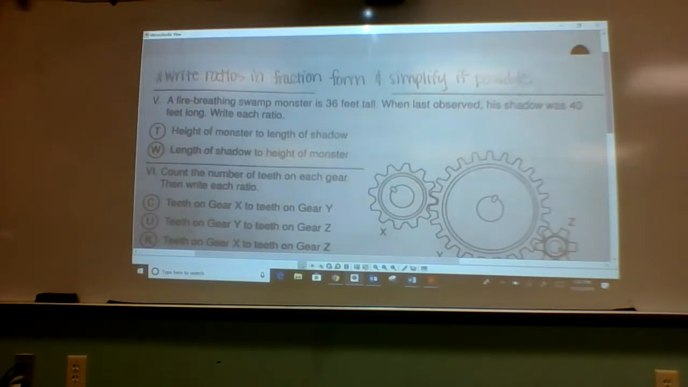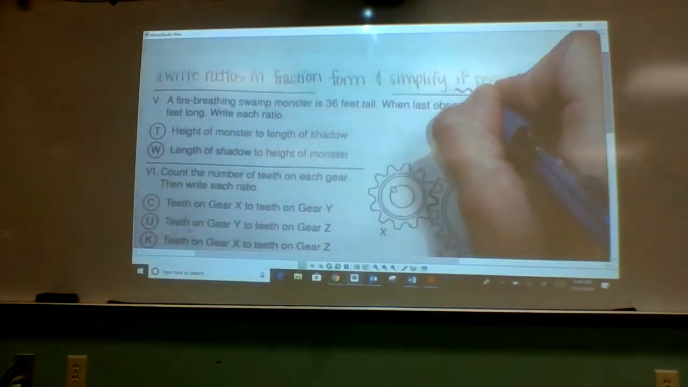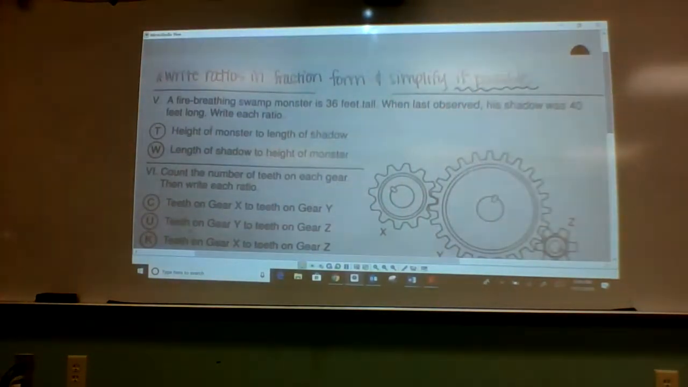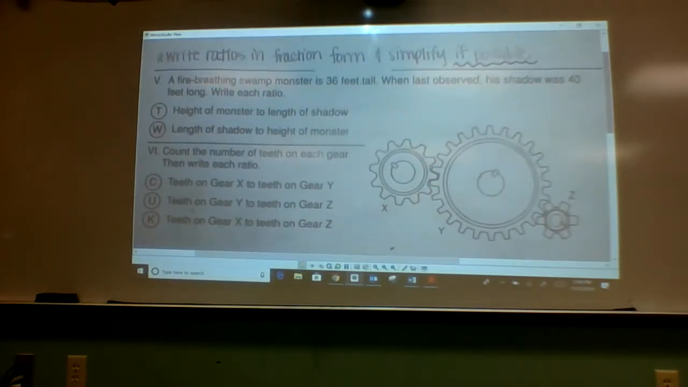This is your assignment. On this side, you're going to be writing the ratios in fraction form and simplifying only if possible. Sometimes it's not possible to simplify, which is perfectly fine. Let's look at one together, and you'll see what the expectation is. I do want you to include your word ratios or just labels. You can just use the letter.